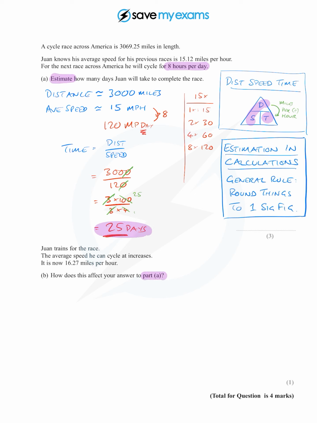We've estimated something. And so the question is, do we estimate 16.27 miles per hour to be different from 15.12 miles per hour? Well, had we seen it as 16.27, we may well have gone to the one significant figure thing, and so we would say 16.27 is approximately 20 miles per hour, so speed increases and the number of days go down. Okay, and so fewer days, if you like, is necessary.